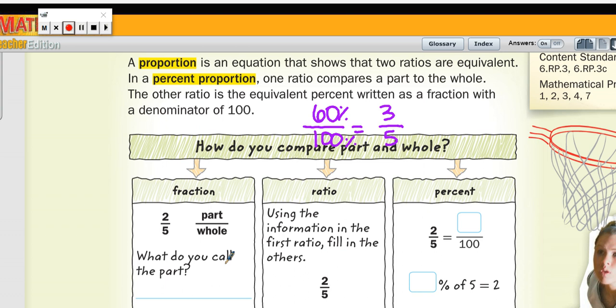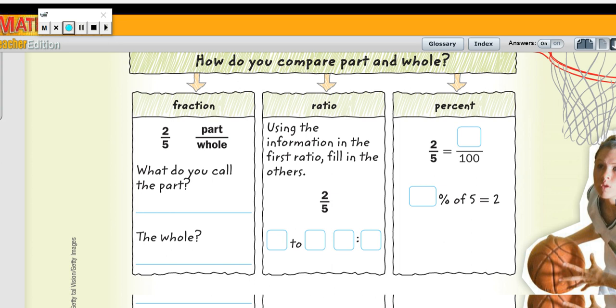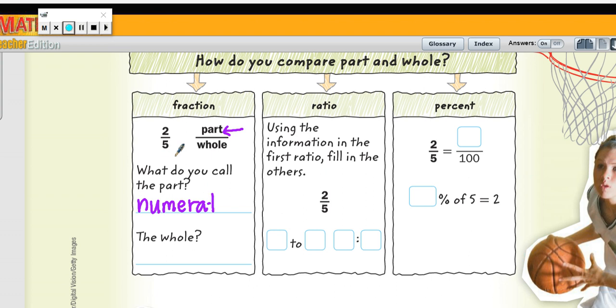Let's review just a little bit fraction, ratio, and percent and how those are related. So here when we look at 2 to 5 for the fraction, or 2/5, what do we call the part? Well, the part is on the top, and we call that the numerator. The whole is on the bottom, and we call that the denominator. And that's something you learned quite a while ago.